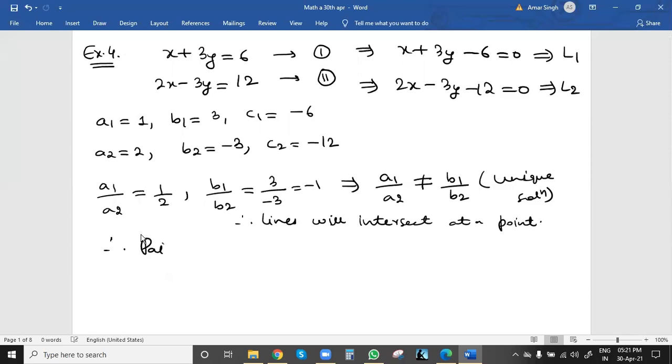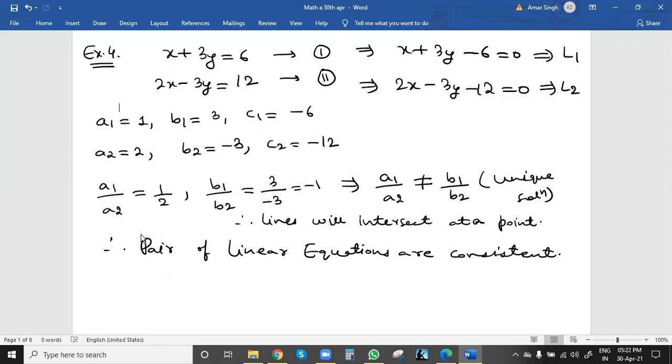We can write, hence the pair of linear equations is consistent. One more thing here. We know this pair of equations will be consistent because we are getting a unique solution, and the lines will intersect at a point, and that point will be the solution point.